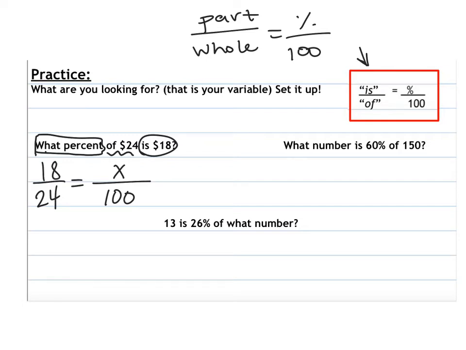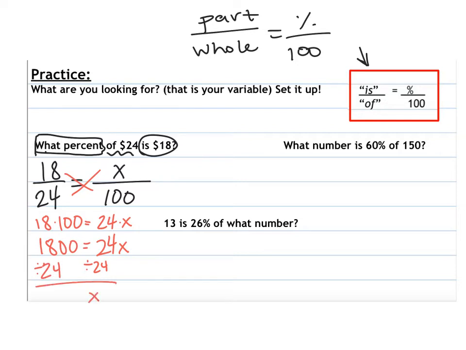Now in order to solve this, if you think back to solving proportions, cross multiply. So 18 times 100 equals 24 times x. You can use calculators here. 18 times 100 is 1080 equals 24x. Divide both sides by 24 to solve for x, which is 75. Since it asked for a percent, you need to include a percent sign on your answer: 75%.